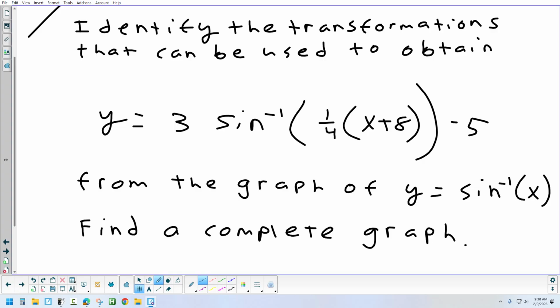How many? Yep, all 4. No reflections, but yeah, the four basic ones. All right.